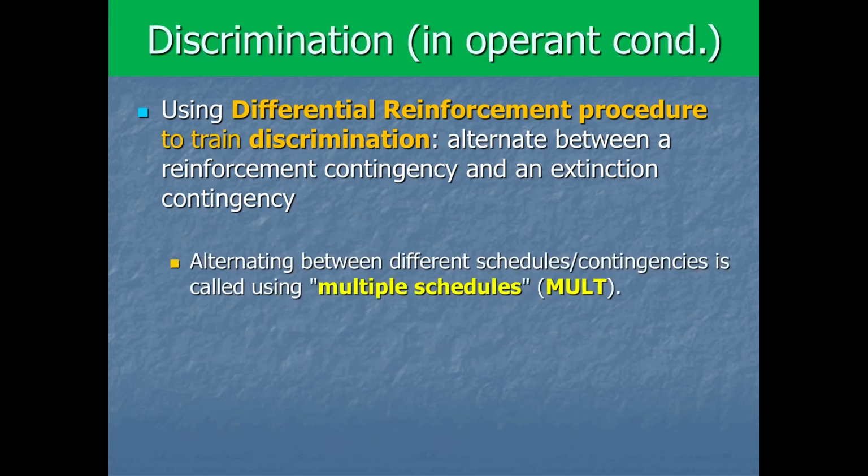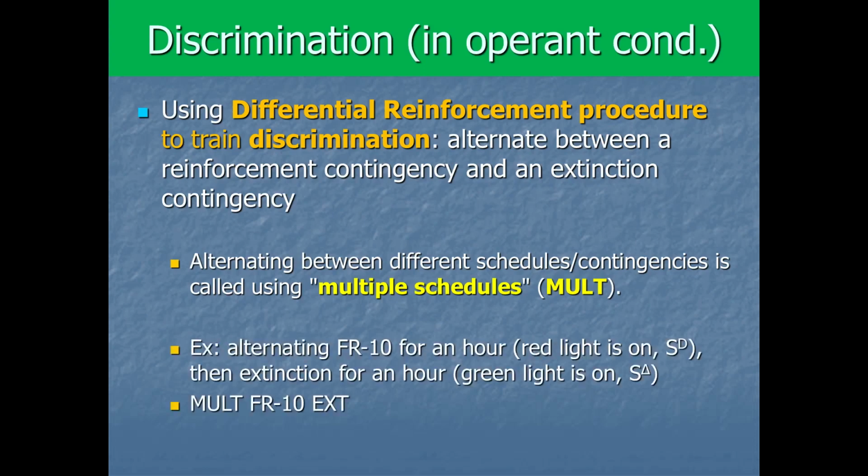Now, when we do this, alternating back and forth between different contingencies or different reinforcement schedules, it's called using multiple schedules. Or for shorthand, we might write it as just MULT, M-U-L-T, short for multiple schedules. Okay. So for example, alternating FR10, fixed ratio 10, for an hour when the red light is on, then we might do extinction for an hour when the green light is on. So during extinction, they do the behavior, they press the lever, nothing happens, right? We could describe that in shorthand as a MULT FR10 extinction.